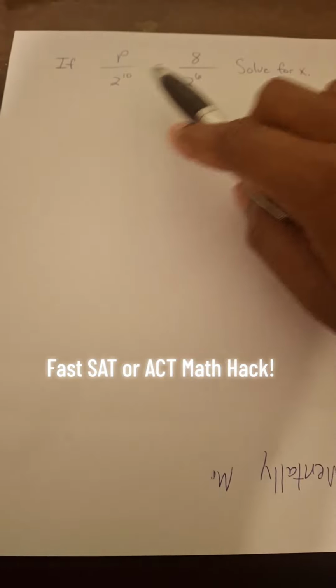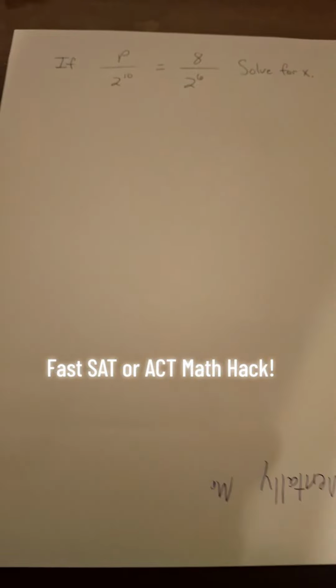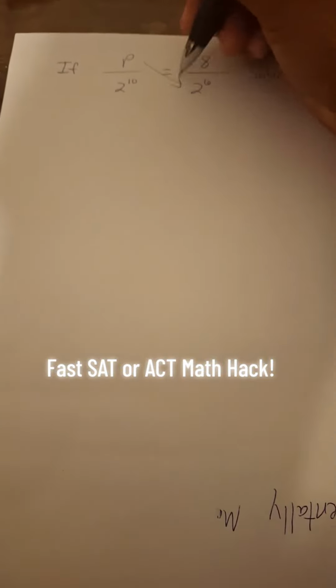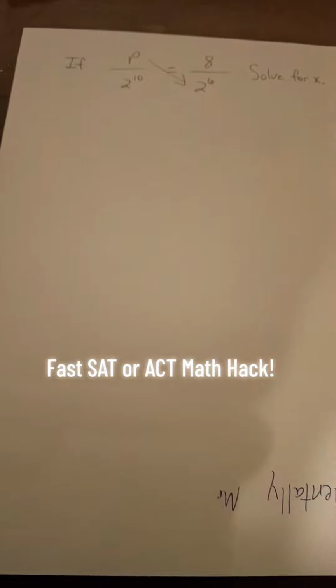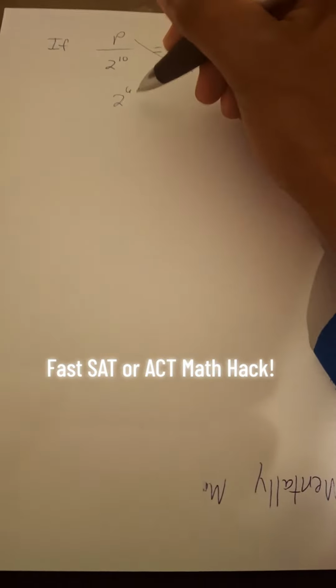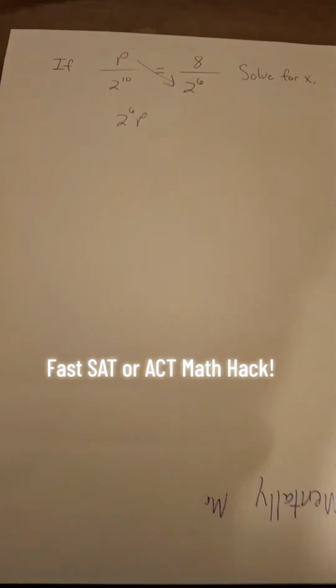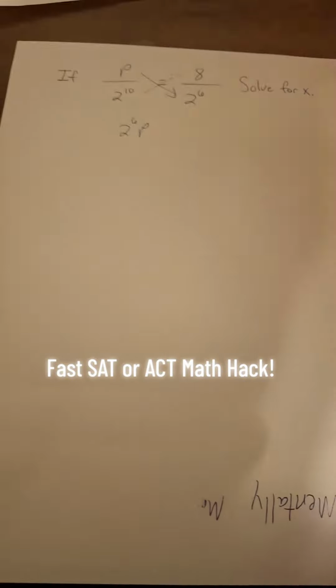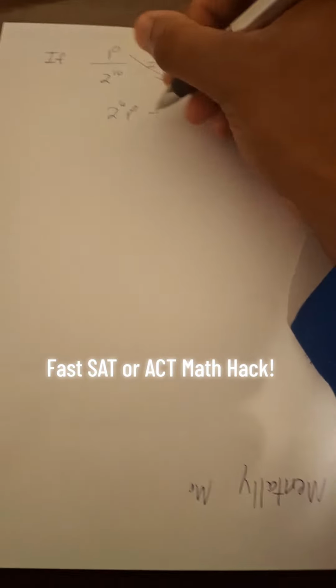Well, anytime I see two fractions equal to each other, that's really like a proportion, and you can solve proportions by cross multiplying. So I'm going to do P times 2 to the power 6, which is really just going to be 2 to the power 6 P. I just like to put them side by side like that. Then we're going to cross multiply the other way, and we're going to do 2 to the power 10 times 8, and set that equal.